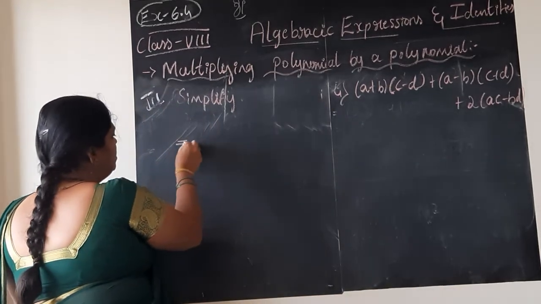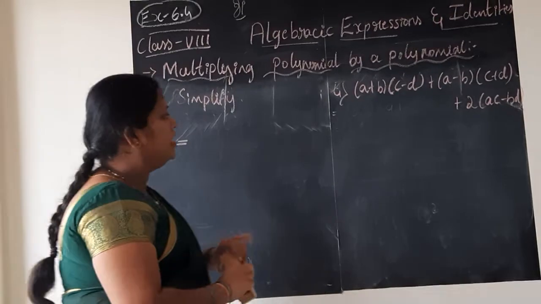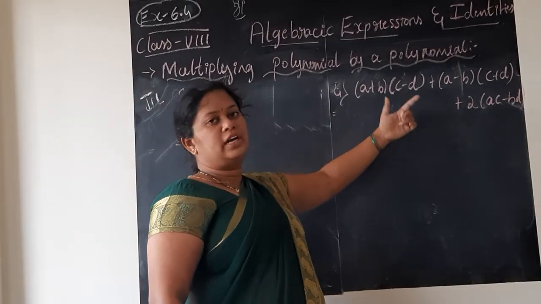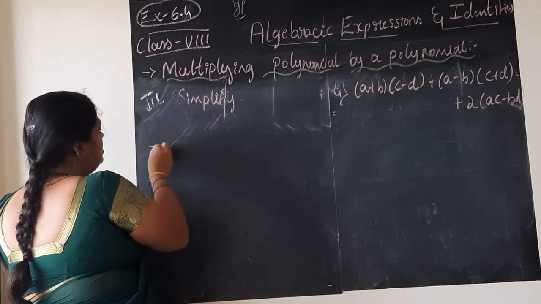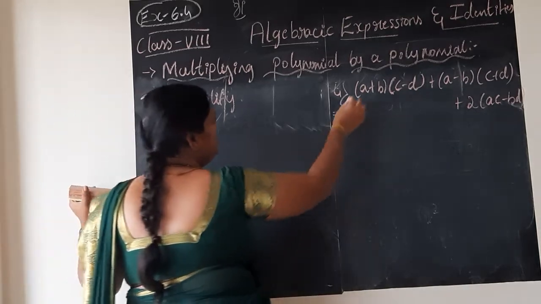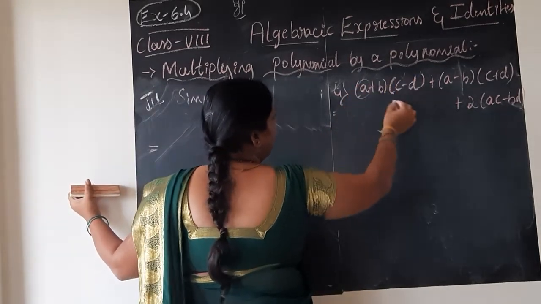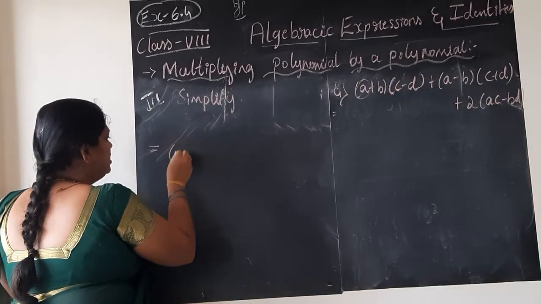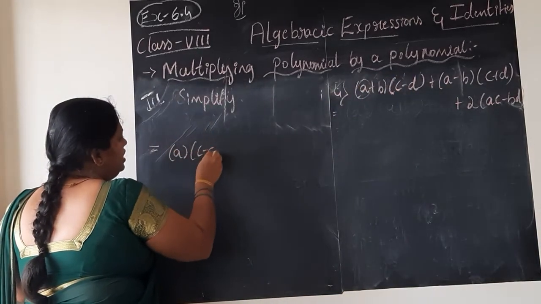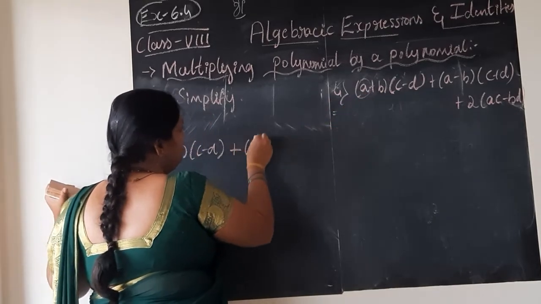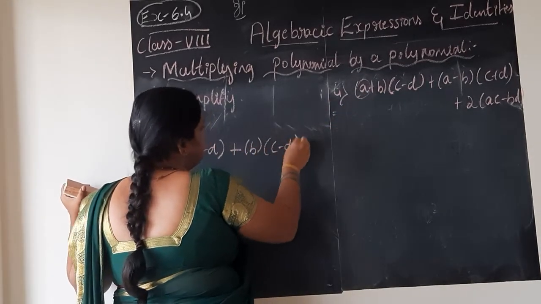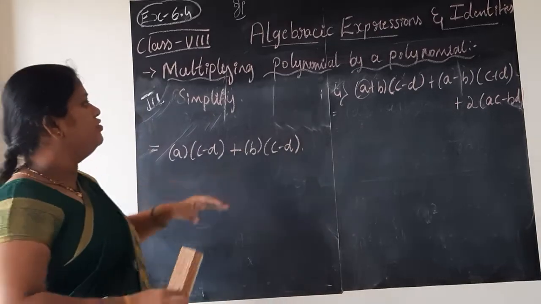So as usual we shall start with the equal to sign. We will consider the first binomial for now, that is a plus b into c minus d. So what I do is the first term of this binomial into the whole bracket. So it is a into c minus d. Plus sign is there in between, so plus b into again c minus d. So this is for this first binomial.